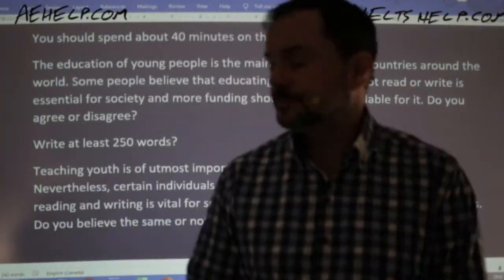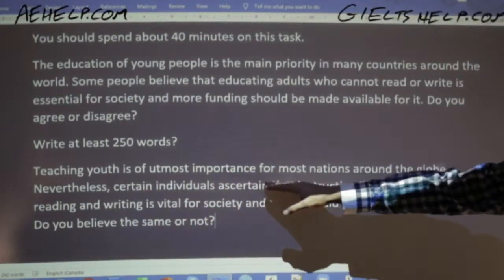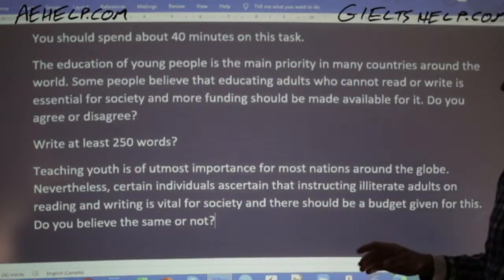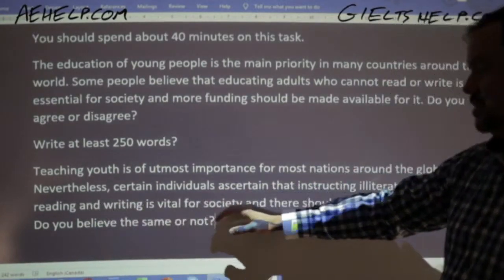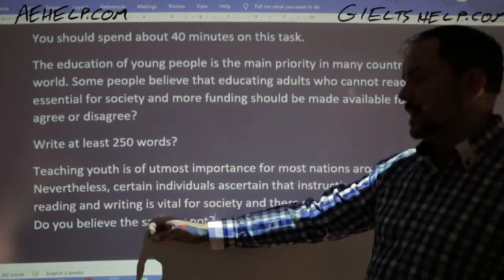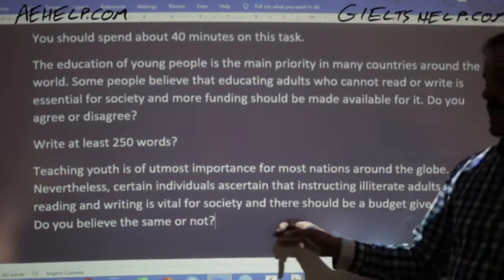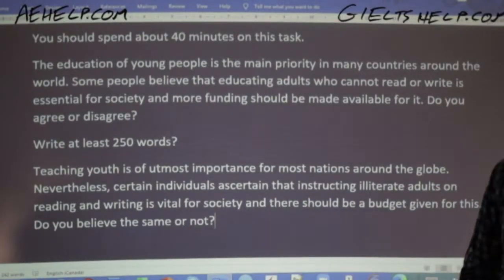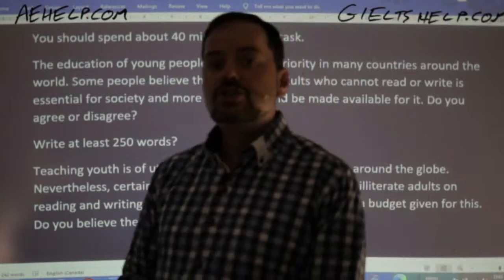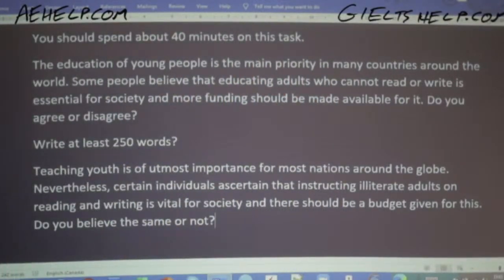Okay. So the full paraphrase is, teaching youth is of utmost importance for most nations around the globe. Nevertheless, certain individuals ascertain that instructing illiterate adults on reading and writing is vital for society, and there should be a budget given for this. Do you believe the same or not? Okay, so let's see what kind of paraphrasing you've come up with, and then we'll go from there.